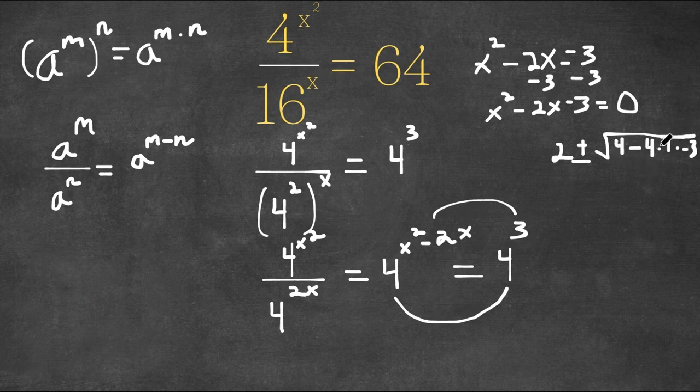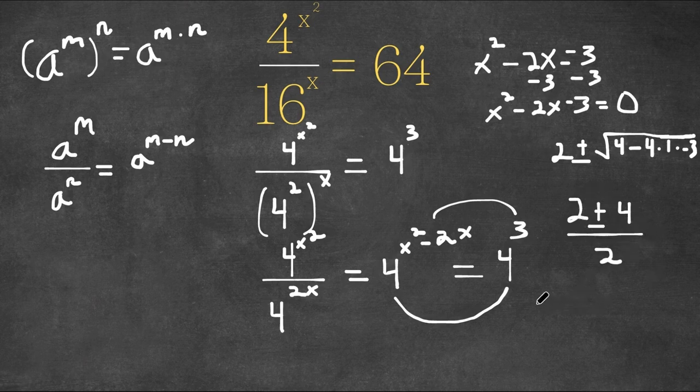Now, negative 4 times 1 is negative 4, and negative 4 times negative 3 is positive 12. So we have 4 plus 12, which is 16, and the square root of 16 is 4. So we have 2 plus or minus 4. And we are going to divide this by 2a. So a is 1, so we're dividing this by 2 times 1, which is 2.